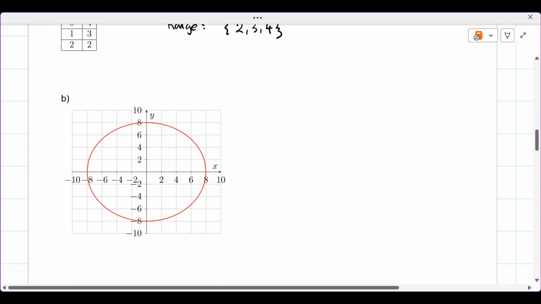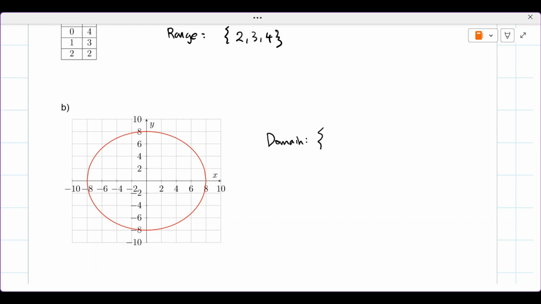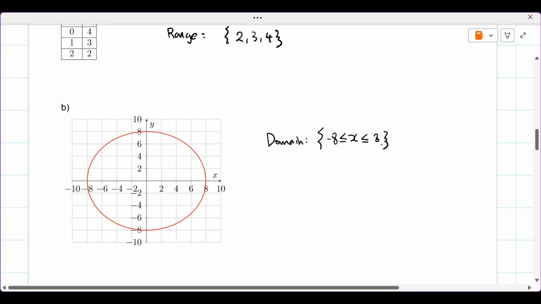Moving on to part B, let's find the domain and range of this graph. So to find the domain, we need to find the possible values of x. So it seems like the minimum value of x possible is -8, and the maximum value of x is +8. So I think we can say the domain is x is greater than or equal to -8 and less than or equal to +8. And the range, quite similar. The minimum value of y is -8, and the maximum value of y is +8. So we write it the same way.